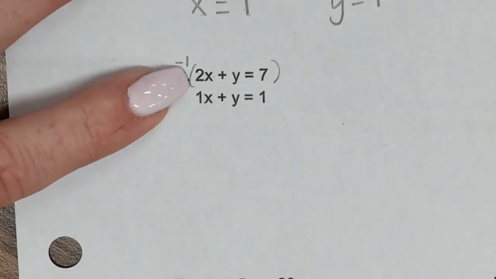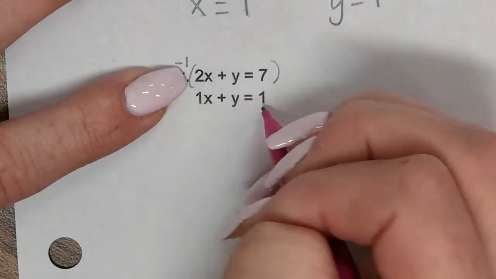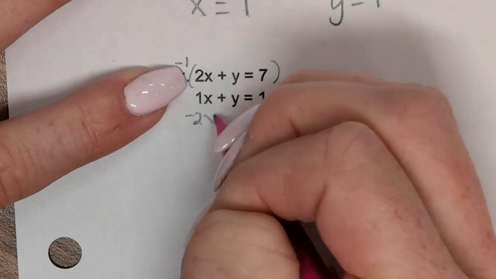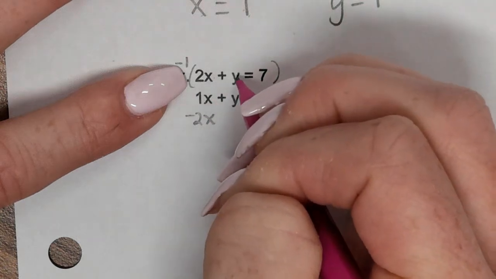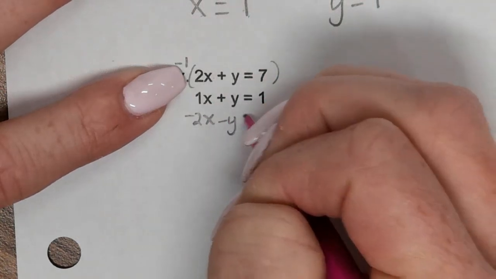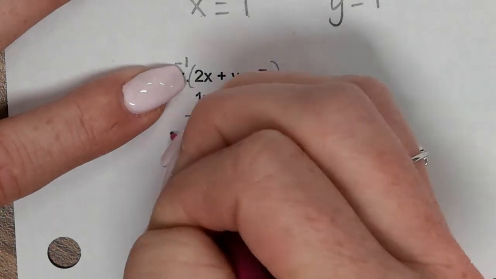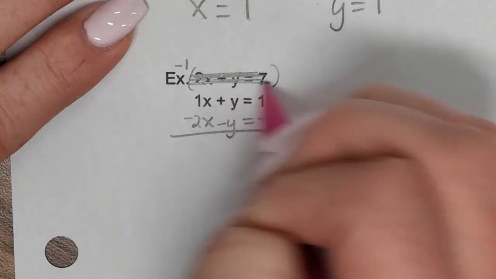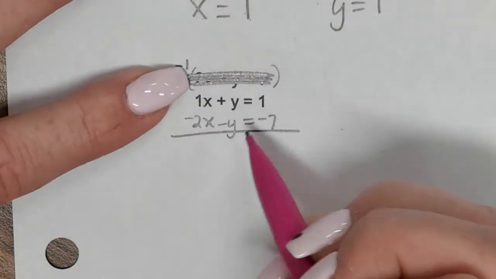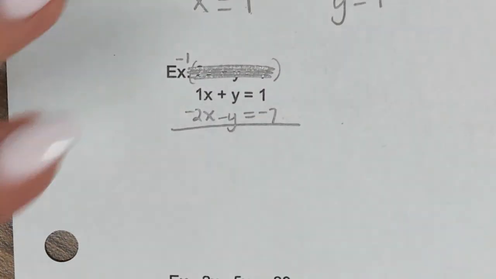So don't all my signs just change? So it becomes, and I'm just going to put it down here, negative 2x. Instead of plus y, it becomes minus y equals, instead of positive 7, it becomes negative 7. So I'm going to cross that out. I'm not using that anymore. And I'm going to combine these two equations. Now you can try it on your own.